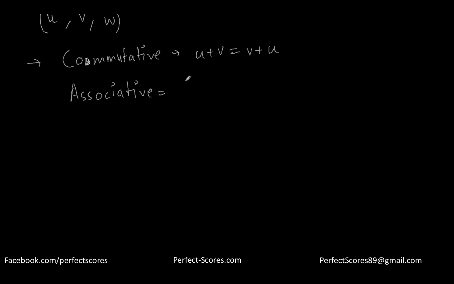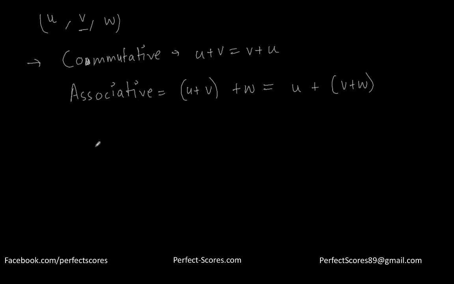That means U plus V plus W would be equal to U plus V plus W. Right? So either you add these two vectors and add the resultant to this vector, or you add these two vectors and add the resultant to this vector, you're going to get the same result.